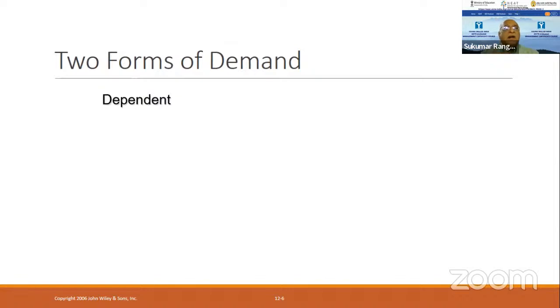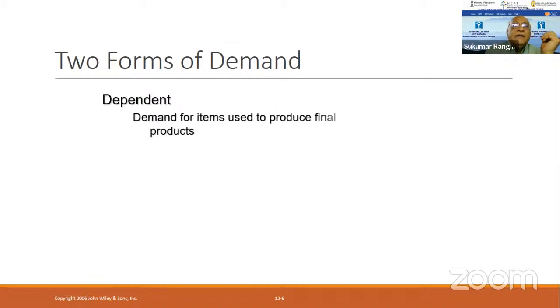Now, we need to understand demand. There are 2 types of demand. One is dependent demand and one is independent demand. Dependent demand are items used to produce final products. Now, why is it called dependent?